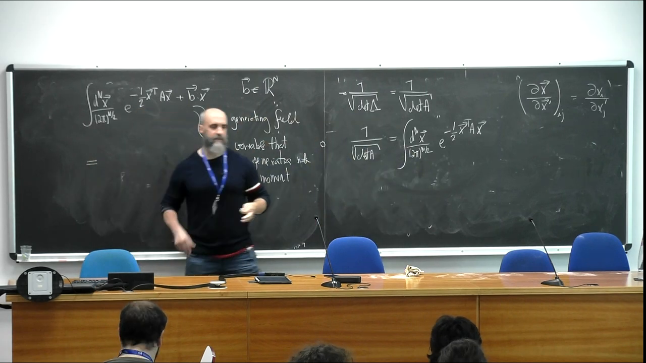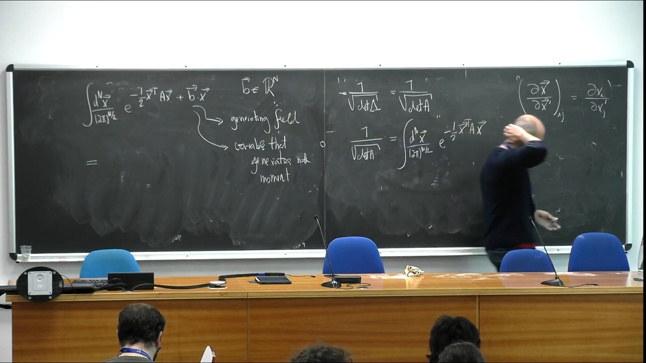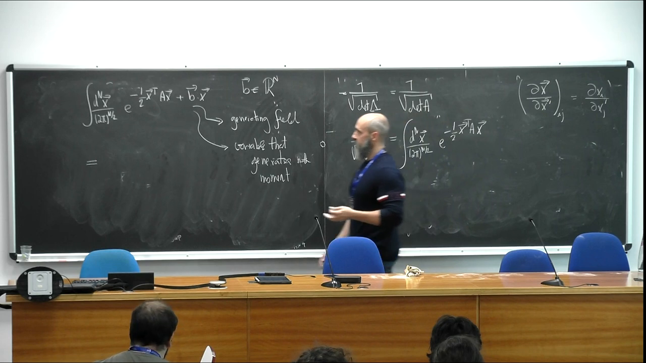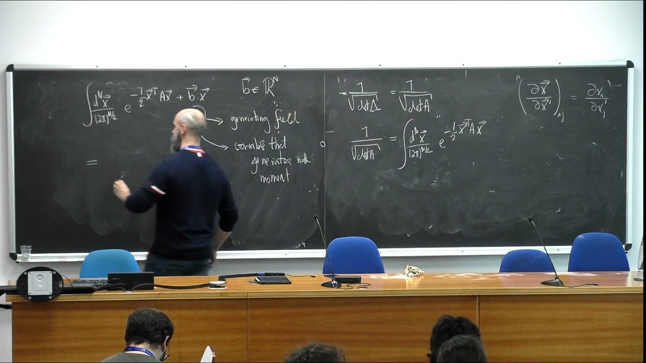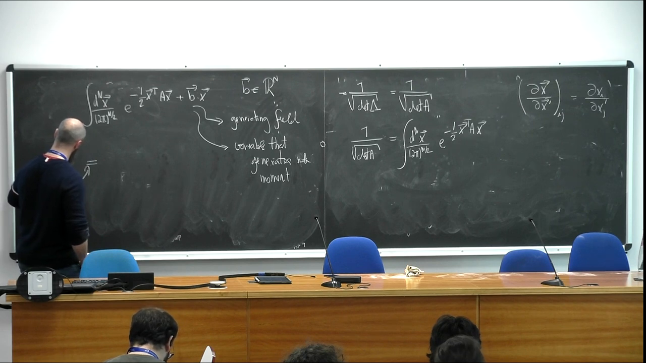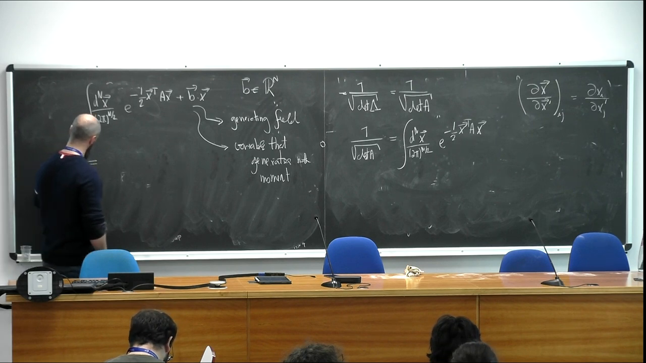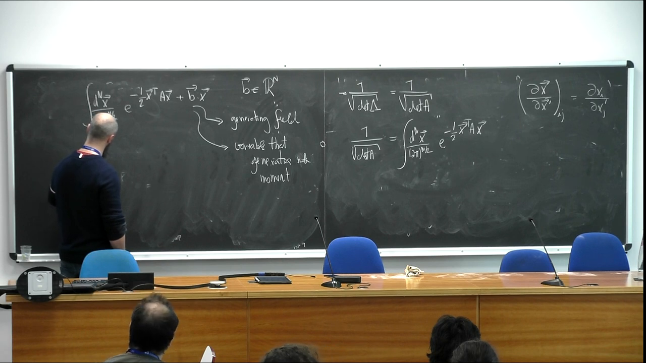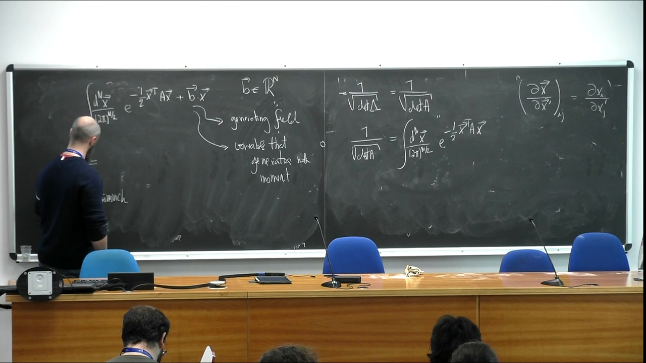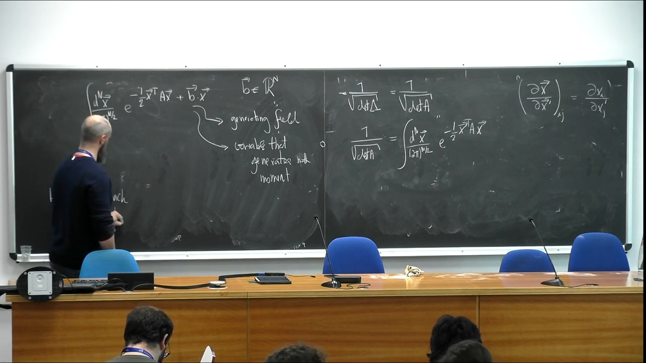Also, for some weird reason, because these things sometimes happen, this has another name, which is called the Hubbard-Stratonovich transformation. Very useful also in condensed matter physics, and very useful for other reasons. The result is called the Hubbard-Stratonovich transformation. That may tell you why it is a cool trick.